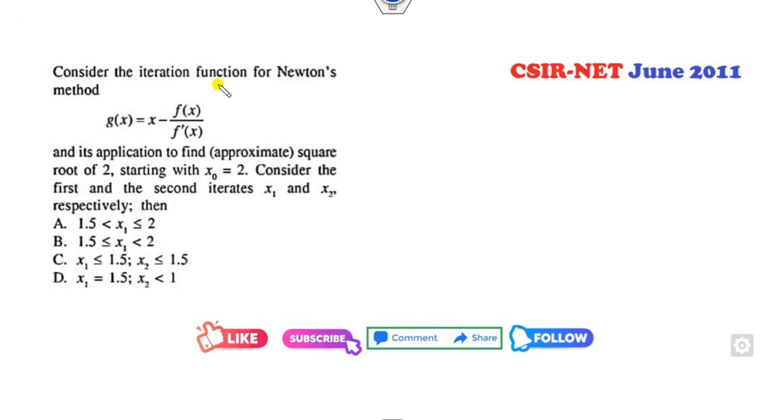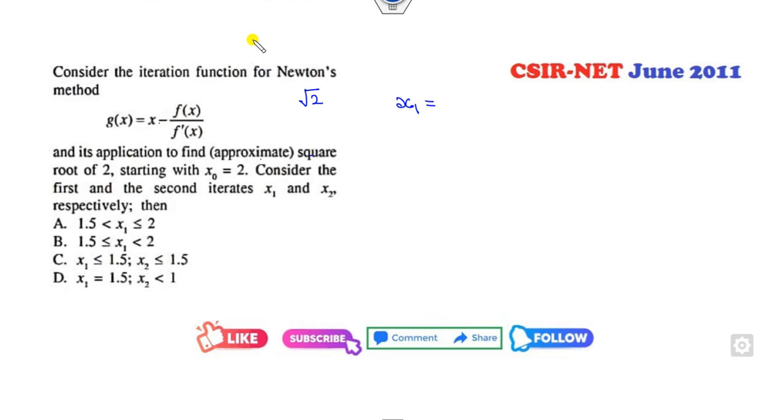Okay, consider the iteration functions. This is the Newton method, an application to find the square root of 2. Starting with the first, your target is to find x1 and x2. So x0 is 2. So what is x1?